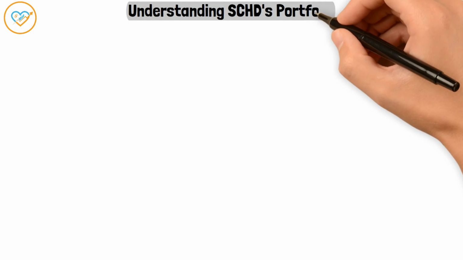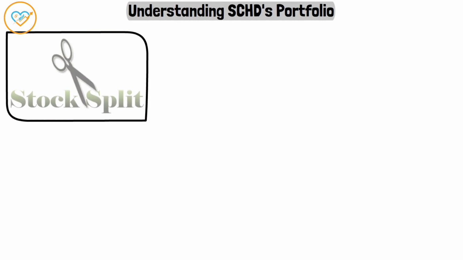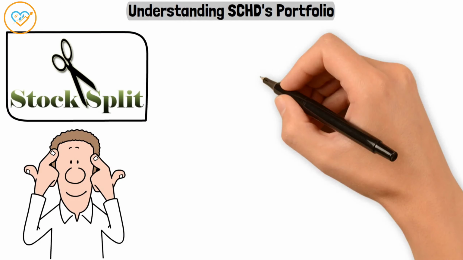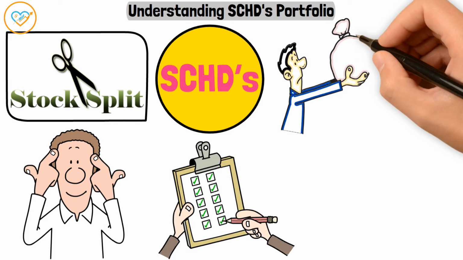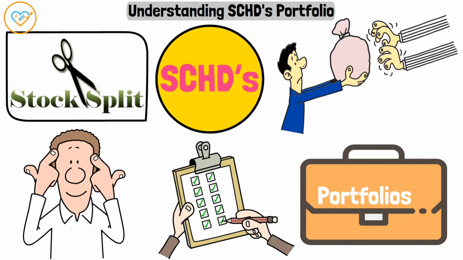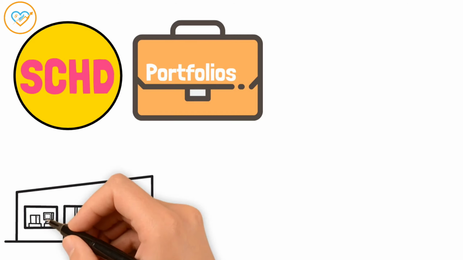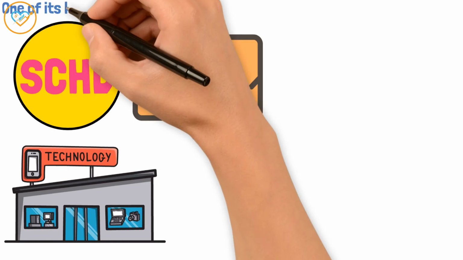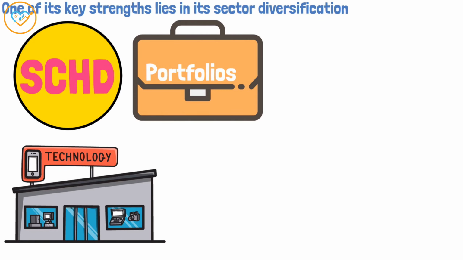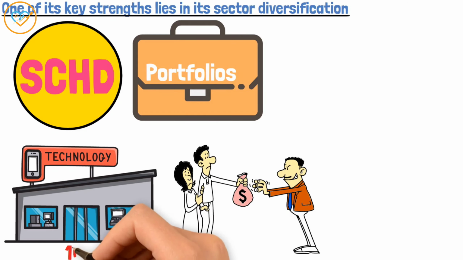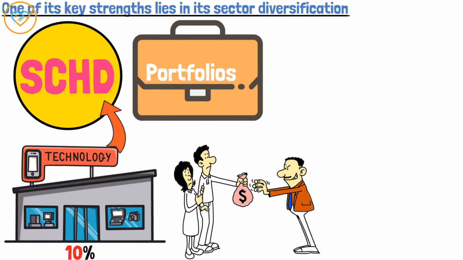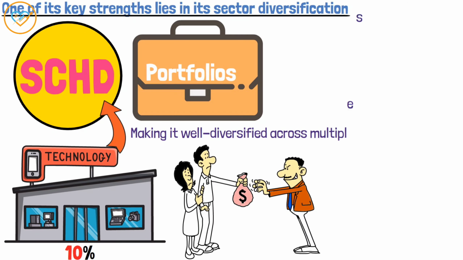Understanding SCHD's portfolio. Now that we've covered the stock split and have an understanding about it, let's now get into SCHD's portfolio and why it's a solid choice, especially for investors with tech-heavy portfolios. SCHD serves as a great complement to portfolios that are heavily focused on technology stocks. One of its key strengths lies in its sector diversification, which balances out the concentration in tech that many investors might have. Technology stocks only make up 10% of SCHD's holdings, making it well diversified across multiple sectors.